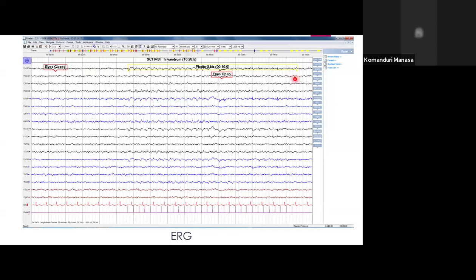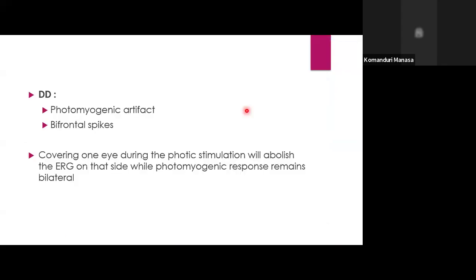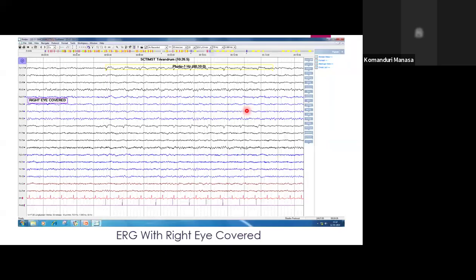This is an example of an electroretinographic artifact seen over the frontopolar region bilaterally, showing an initial negative deflection followed by major positive deflections. The differential diagnoses are photomyogenic artifacts and bifrontal spikes. When you cover one eye during photic stimulation, this will abolish the electroretinographic artifact on that side, but the photomyogenic artifact will remain bilaterally even if you close one eye. So when we record with the right eye covered, we can see the artifact only in the left leads, and there is no artifact present on the right.